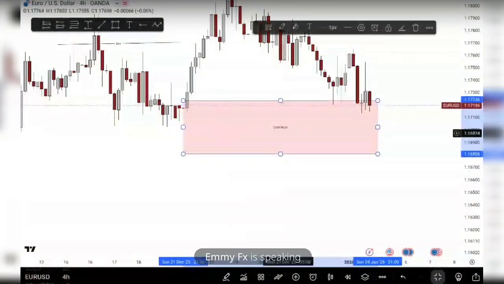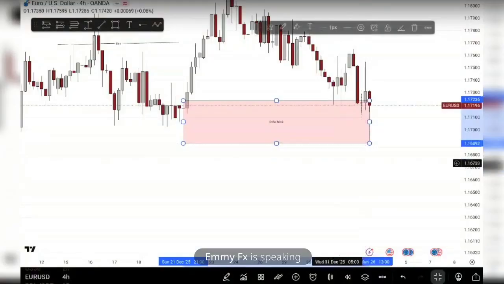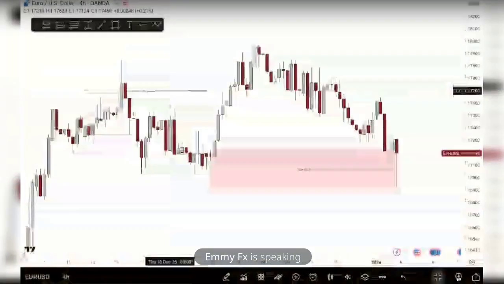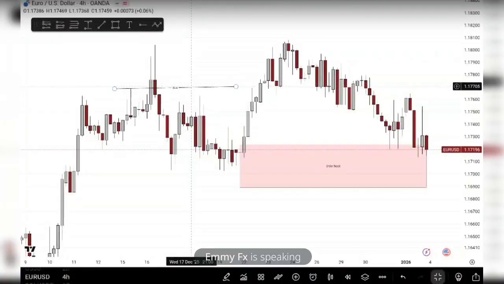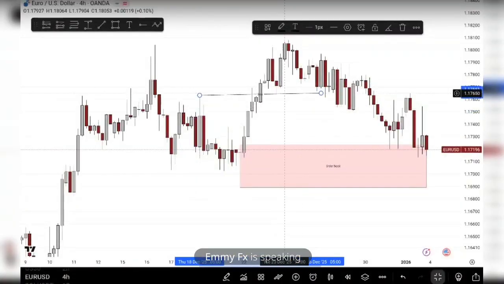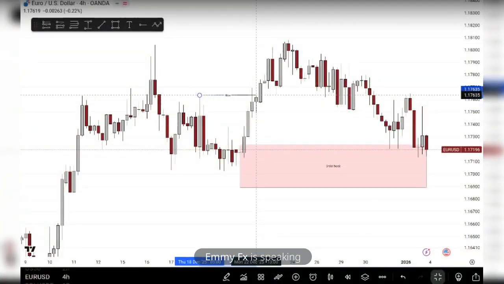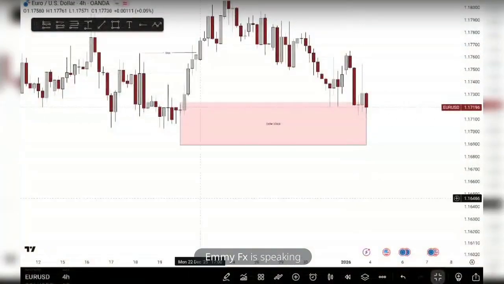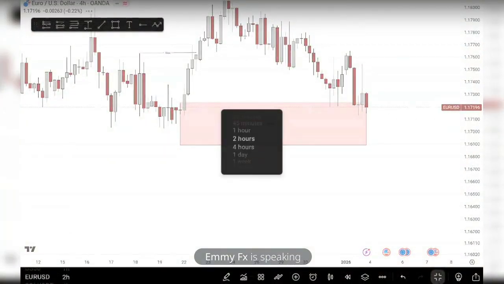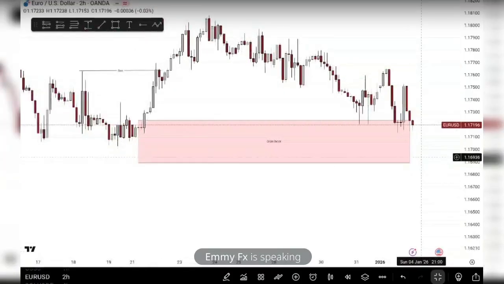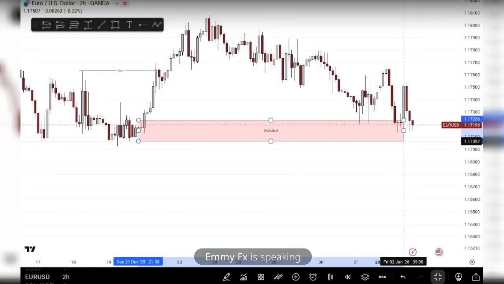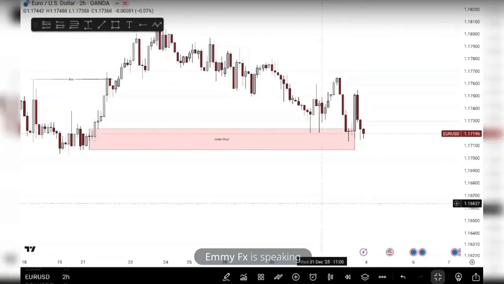So price is currently reacting from this other block after this break of structure to the upside. So we have this break of structure to the upside, right? Price reacted from the other block and also dipped. In the 2 hour time frame, we also have that price reacted from it and also goes down, right?